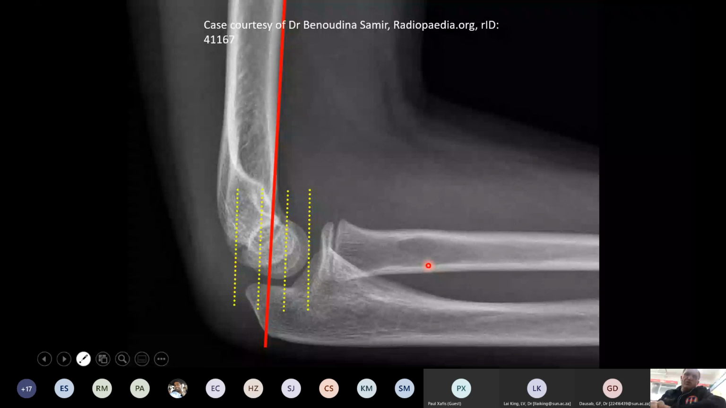And then lastly, any posterior fluid, so any posterior fat pad sign, is abnormal. There could be some fluid anterior to the humerus, like for example in this X-ray, but any fluid posteriorly is abnormal, and you need to investigate and have a low threshold to investigate that patient.